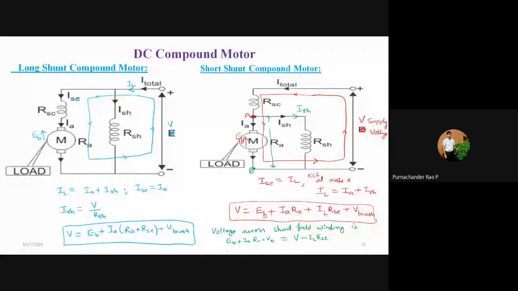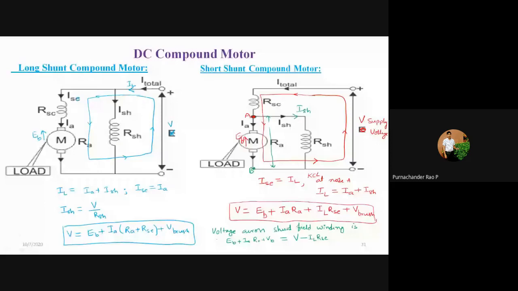With this, I can write ISH as... Is it clearer to you? Yes, sir. Okay, I am writing at the top of the slide here.